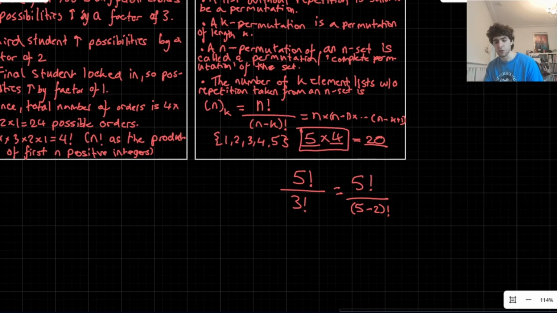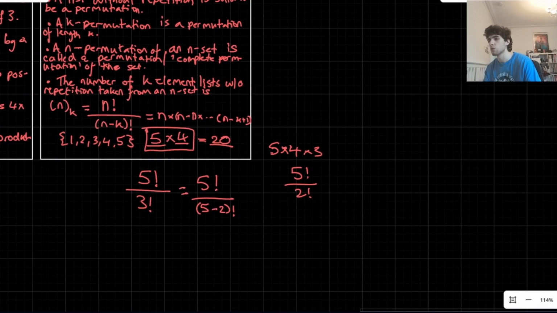So if I had 3 people presenting, right, then it would be 5 times 4 times 3. Okay, this lets me write 5 times 4 times 3, and 5 times 4 times 3 is just 5 factorial divided by 2 factorial, or 5 factorial divided by 5 minus 3 factorial. Okay, so hopefully you can see why this is the case, right?